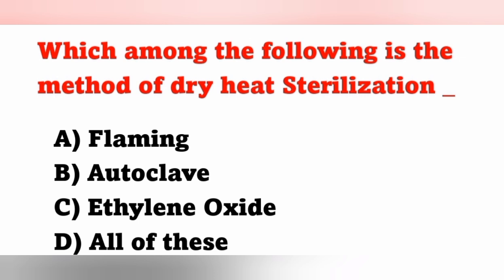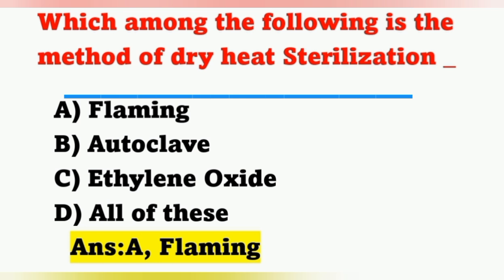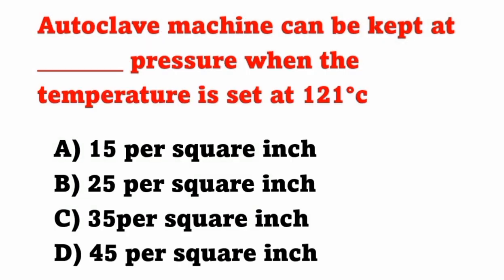Which among the following is a method of dry heat sterilization? Options: option A flaming, option B autoclave, option C ethylene oxide, option D all of this. Question, among these options, which is the method of dry heat sterilization? The correct answer is option A flaming. Second option, autoclaving. Autoclaving is a method of sterilization by steam under pressure. And option C, ethylene oxide. Ethylene oxide is a type of gas sterilization. Move on to the next question.